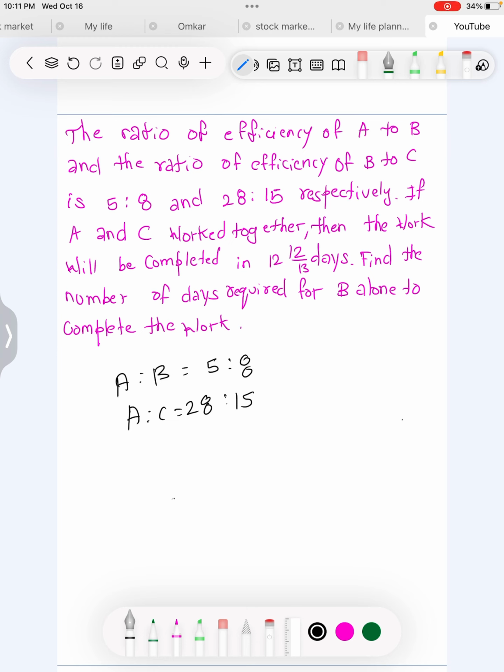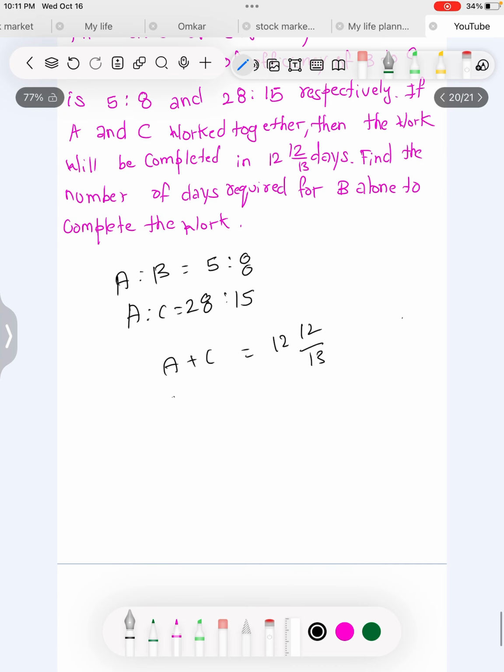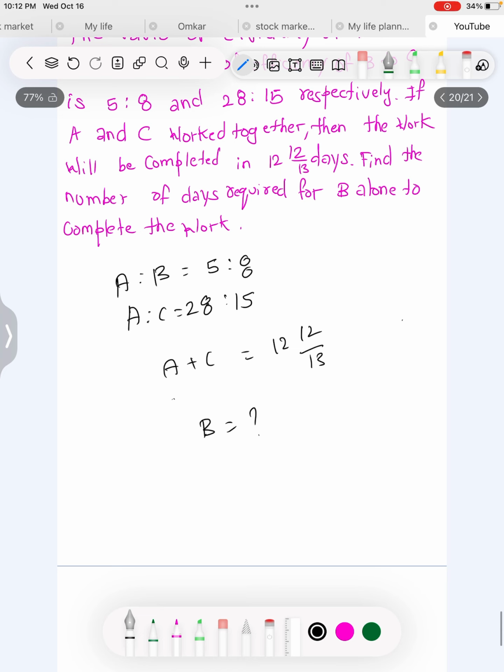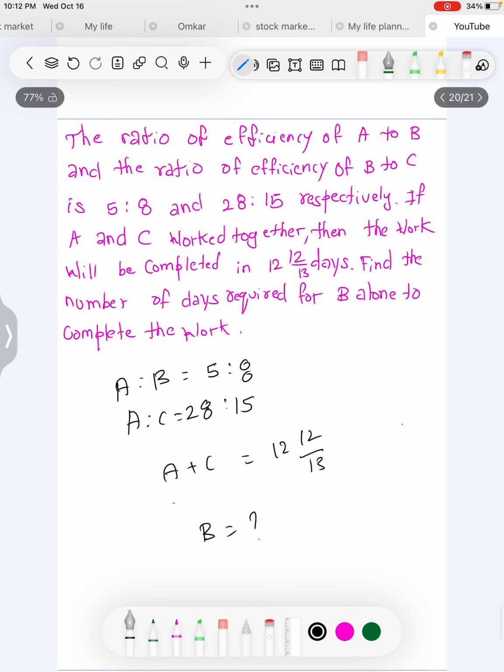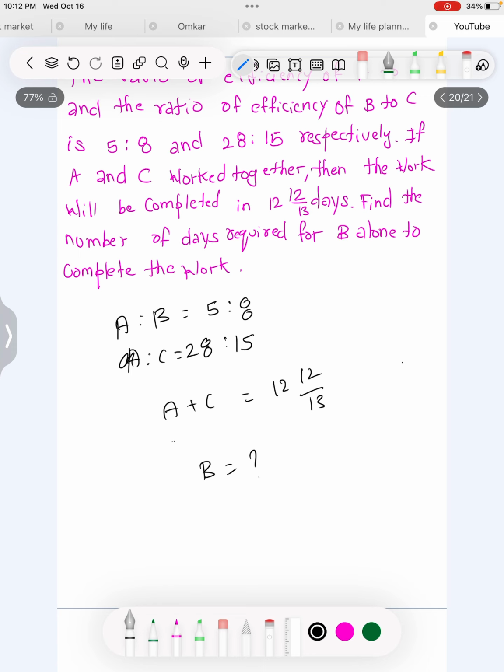If A and C work together, the work is completed in 168 by 13 days. Find the number of days required for B alone to complete the work. They are asking in how many days B can complete the work. So here, B is to C. I have written A is to C, which is wrong. So B is to C you can write.